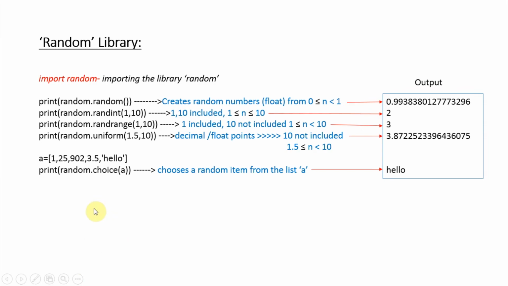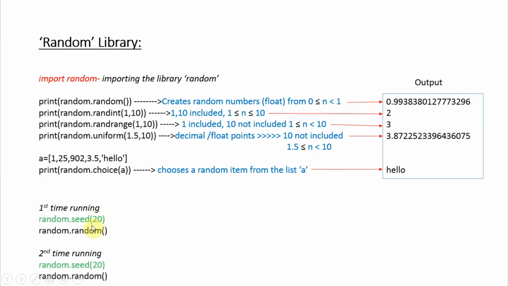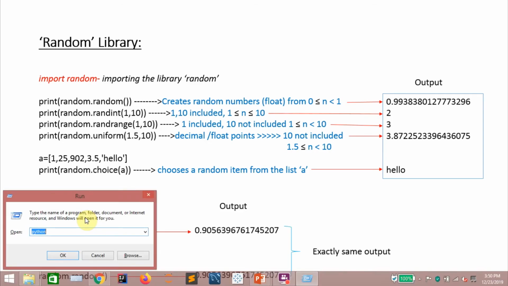Another function the random library has is called seed. When you use random.seed, you can give any value. 20 is not default, you can give 20 or 30 or 100, anything. So when you use random.seed, let's say 20, and then random.random, this seed 20 will remember the output of this function. So next time you use both together like this, random.seed(20), you will get the same exact value which you got earlier, just like this. It's the same output.